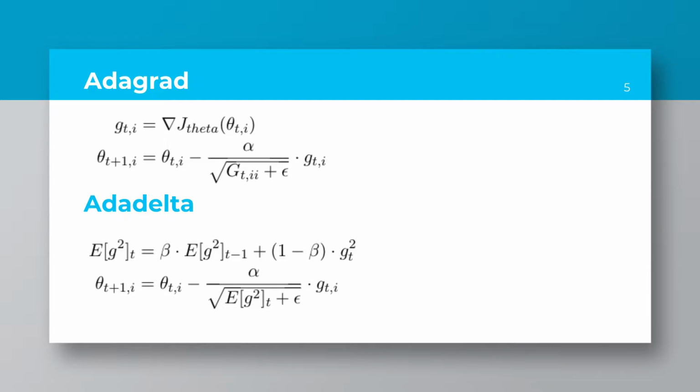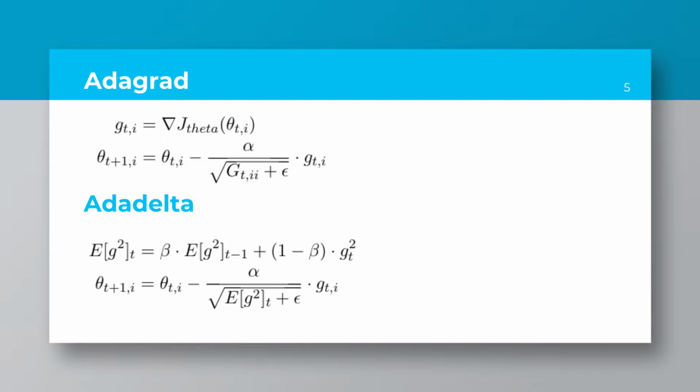Adagrad is an algorithm that is suitable for dealing with sparse datasets. It adapts the learning rate of each update, performing smaller updates for frequent parameters and bigger updates for more infrequent parameters. Here, we're going to set g_t,i to be the gradient of the objective function. The implementation of Adagrad takes the form of the equation shown here.